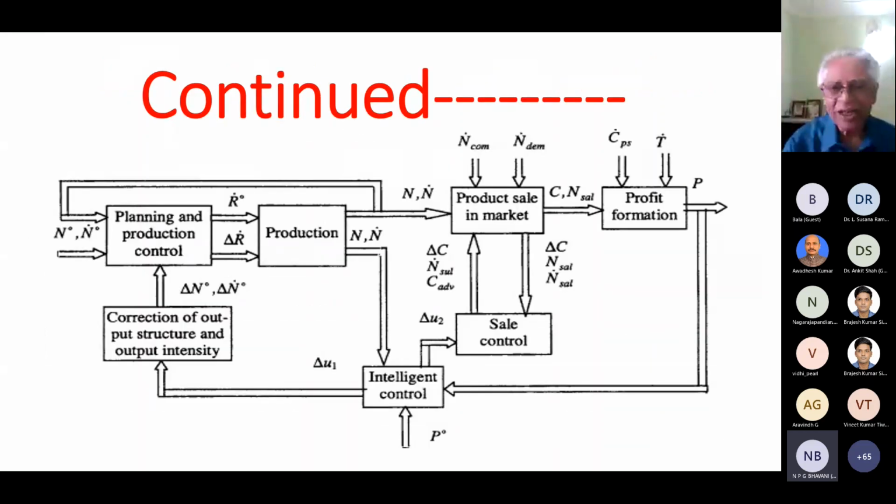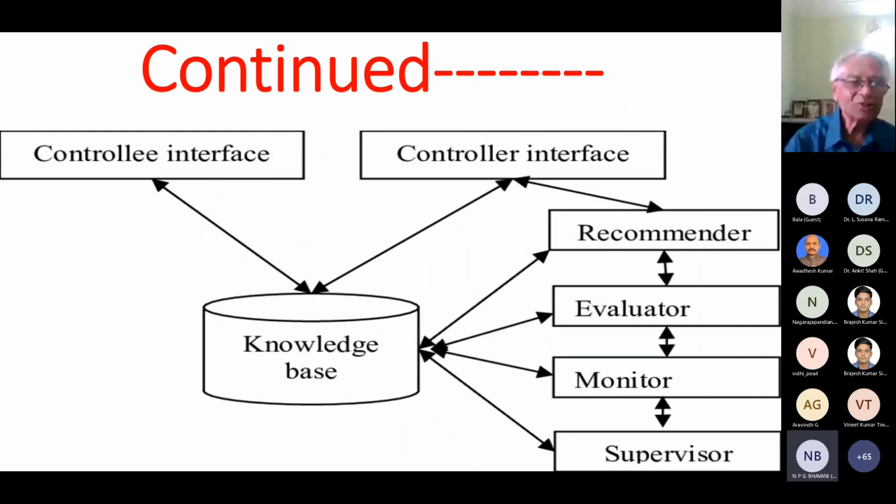It is also the same thing. You can have an example of the profit, the product, sale, market, etc. An example has been given, and that is also intelligent control. How does it work? There is a controller interface, recommender, evaluator, monitor, and supervisor. All these things are interconnected to each other. Now it is a bi-directional thing. You cannot have one direction.